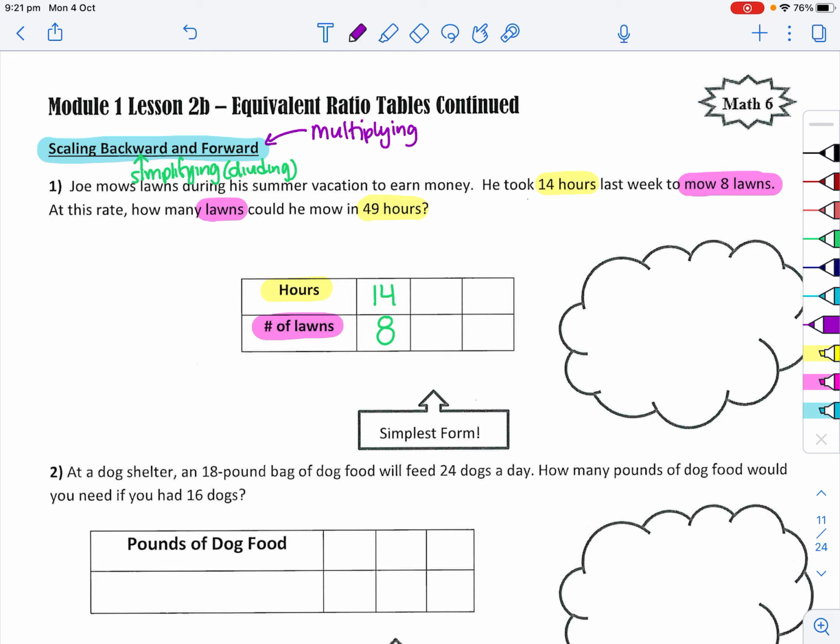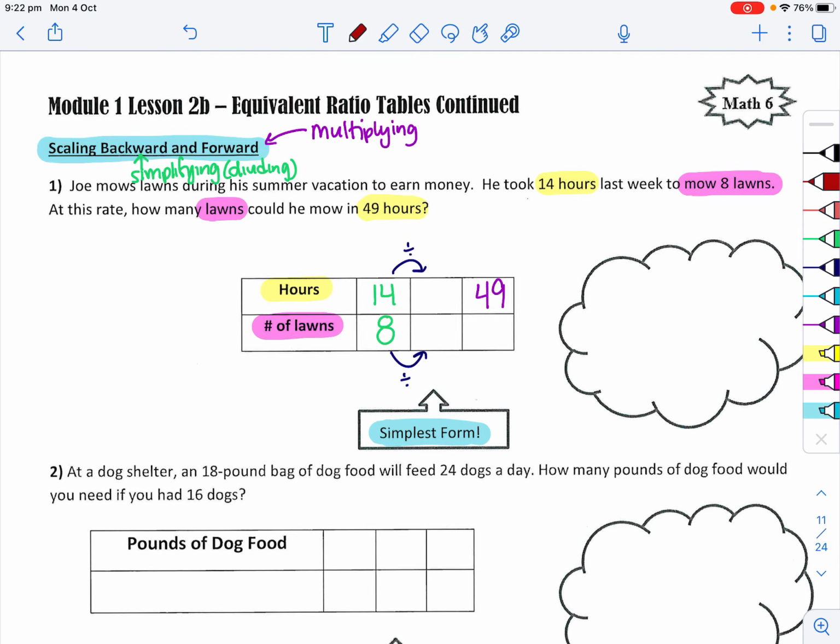Well, when I look at 49 hours, and I know that it has to go in the 14 area of the table, that yellow area, I cannot get from 14 to 49 in one step. Okay, 14 does not go into 49, so I can't use that as multiplication, even though 49 is bigger than 14. So what I'm going to do is I'm going to divide by the greatest common factor. And you can see I have down here simplest form.